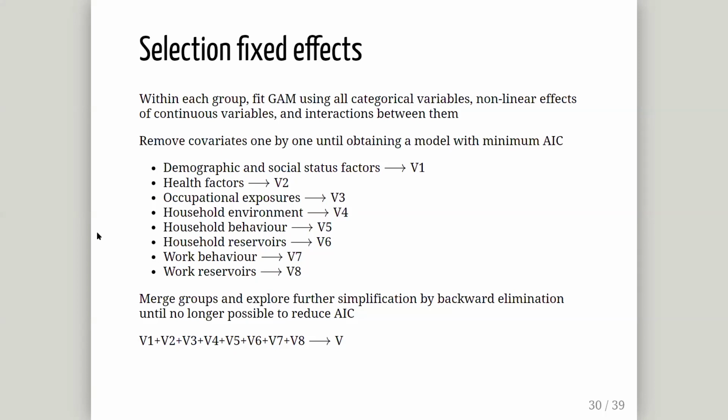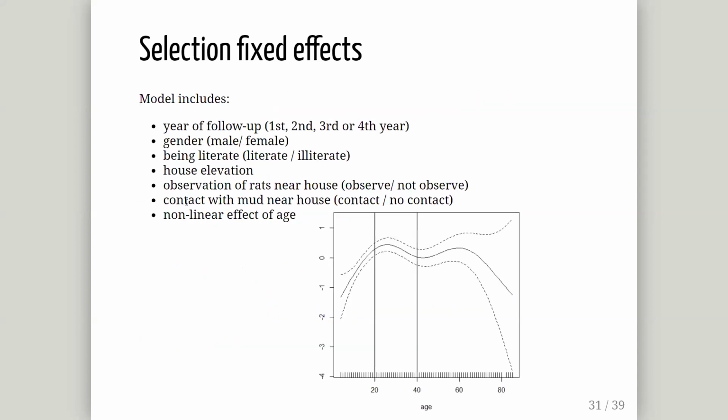Then we put all the variables together, and again, follow the same approach. We fit a generalized additive model, using all the categorical variables, nonlinear effects of the continuous variables, and interactions between them, and explore further simplification by backward elimination until it's no longer possible to reduce the AIC. So finally, these are the variables we select to be in the fixed effects of our model.